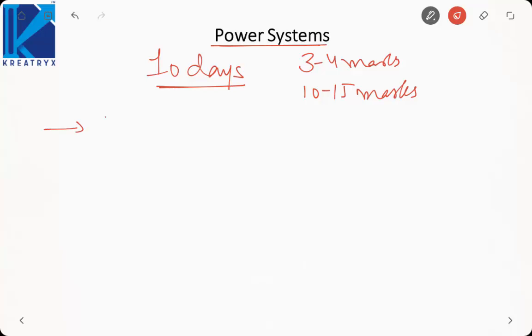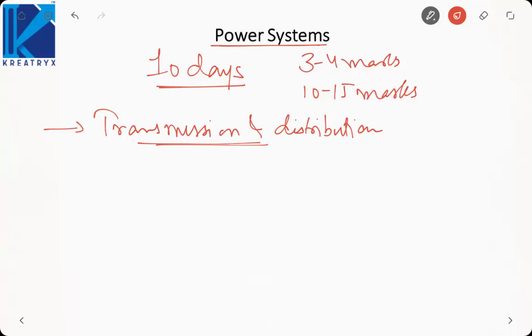Now the most important unit is transmission and distribution. Though this is a very wide unit, here you must understand how to solve a power system with a transmission line, 1 or 2 buses like that. You must understand how to solve that. Here the power concept is very important. That is power in a transmission line.